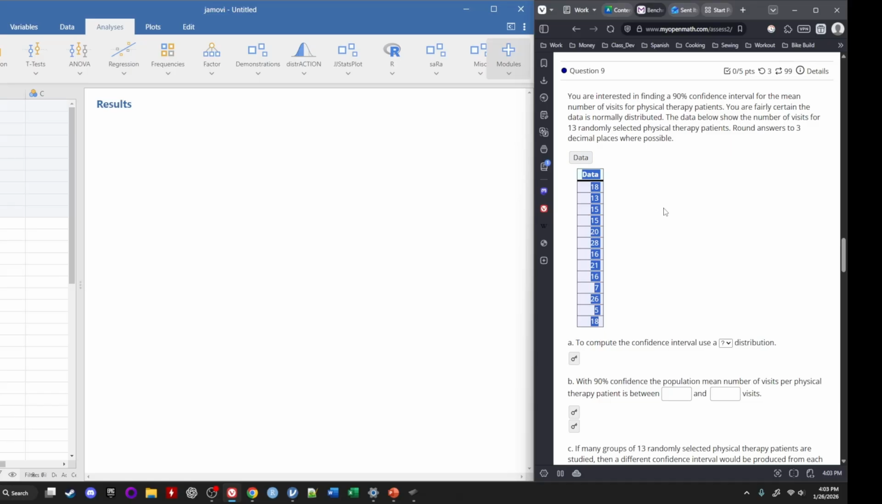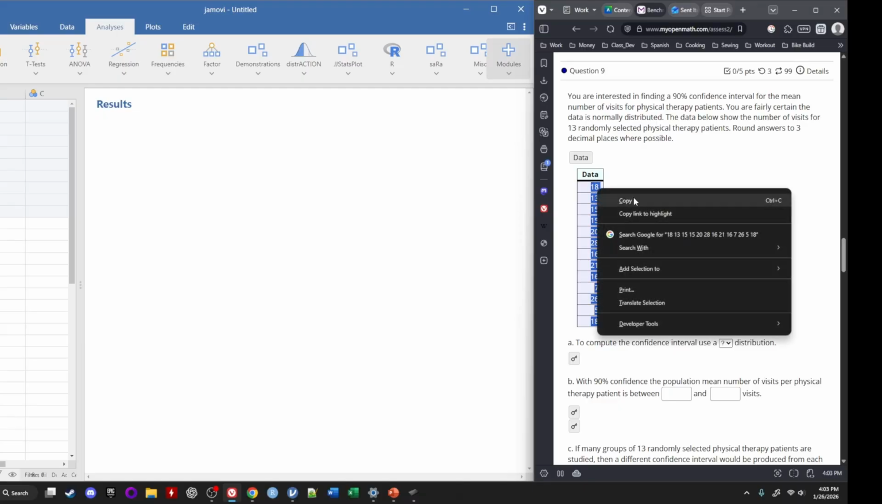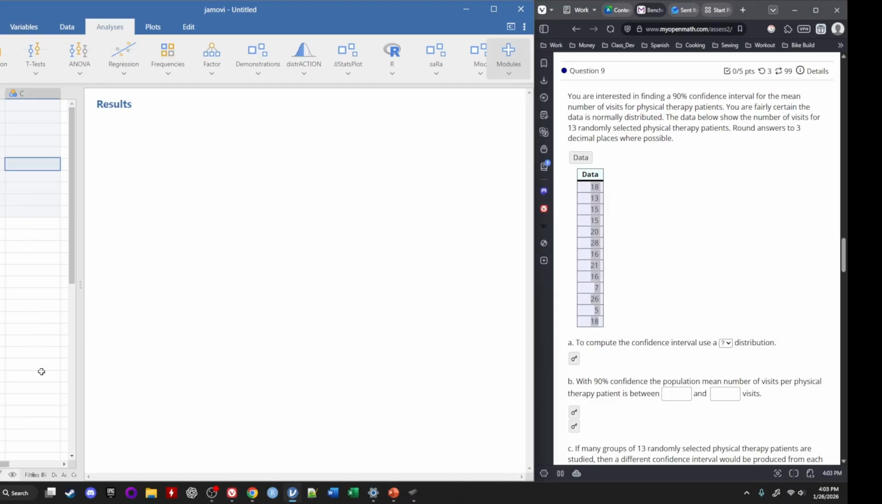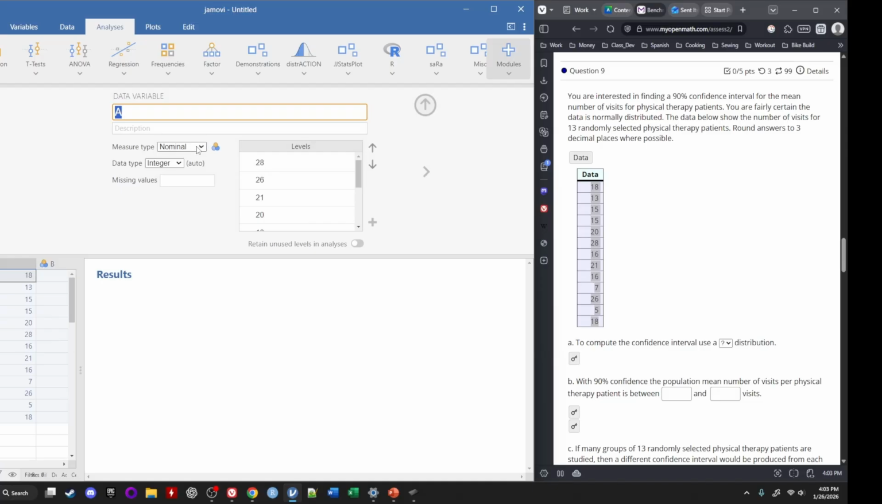I'm just going to highlight those data points. I'm not going to highlight the label because that will give me some problems. I'm going to copy that and bring it over. We'll go to column A, and I'm just going to paste it in there. I'll double click on A. I'm going to change this back to number of visits. We'll leave it as just integer, and we'll just call this visits.